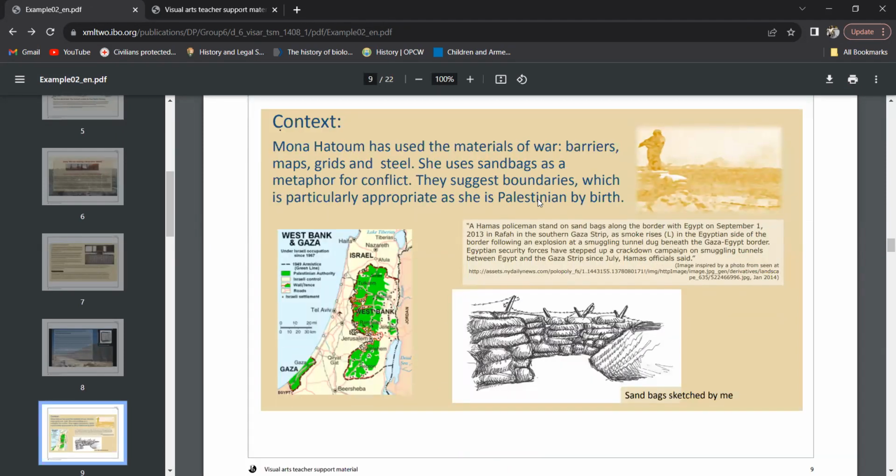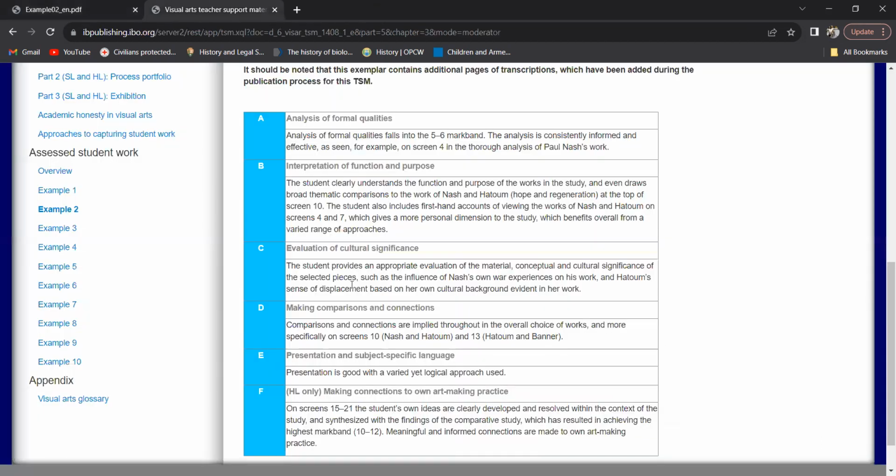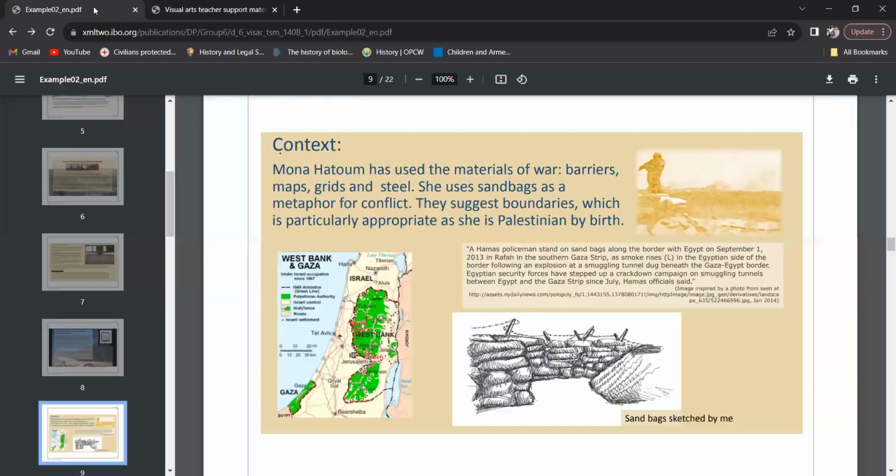Context again, Mona Hatoum. It shows the materials that she's used. They use sandbags as a metaphor for conflict, that division being sown. The student communicates that very well. They suggest boundaries, which is appropriate as she is Palestinian by birth, so she's kind of born into that division. So again, evaluation of the cultural significance, comparisons and connections, maybe not specifically within this piece yet, but we see a connection between the real world and the art that they are making.